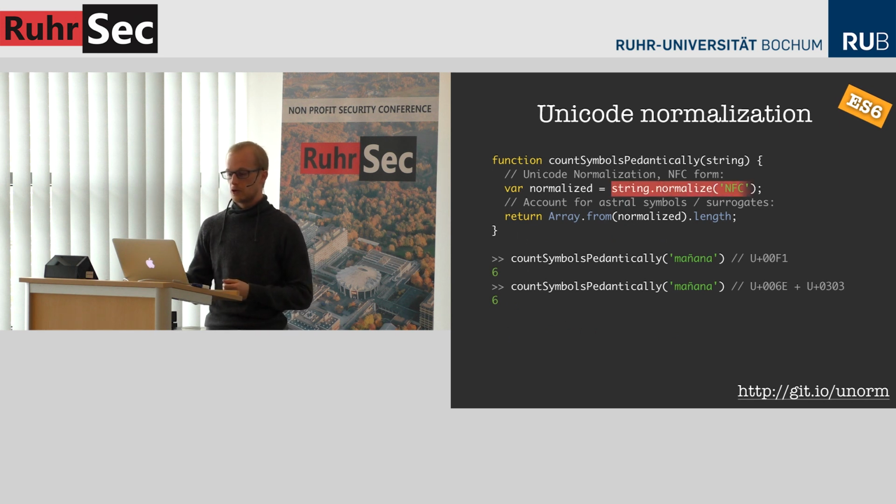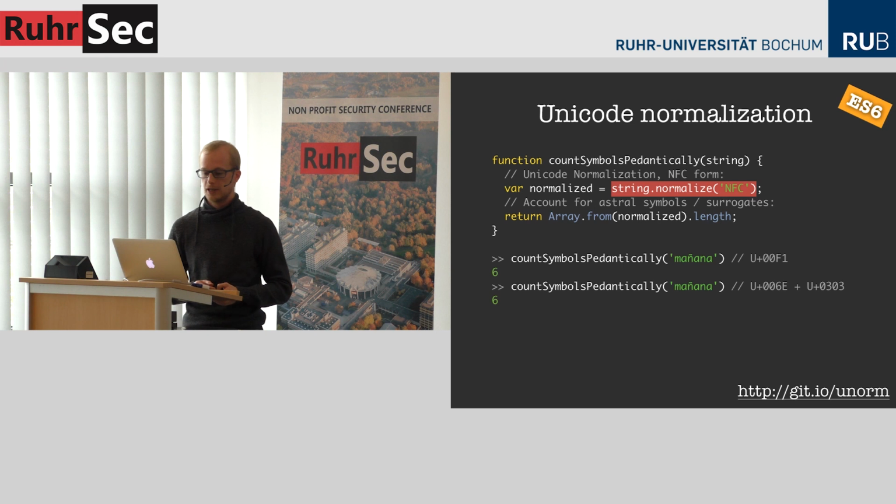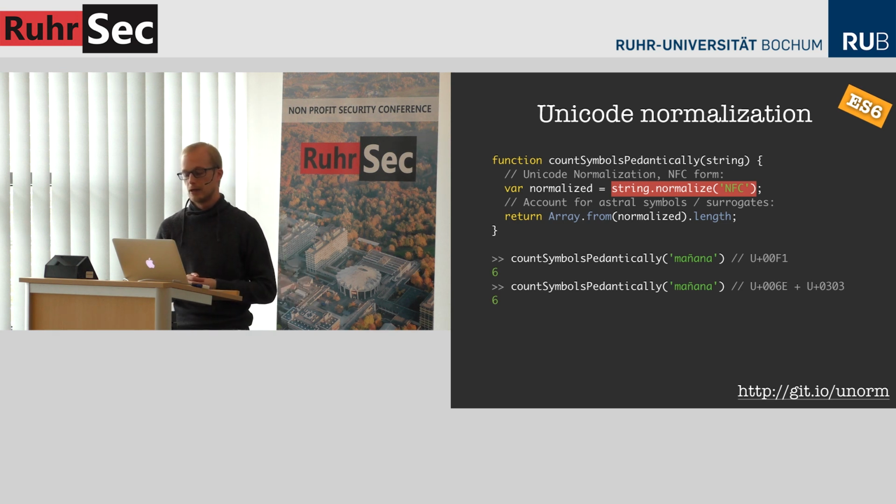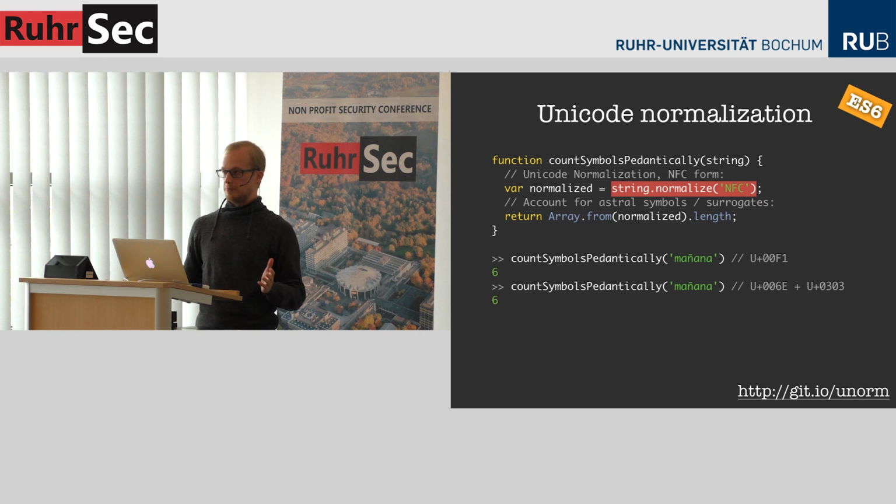You can just call normalize on any string, and pass in the normalization form. In this case, we're using NFC, which takes care of these lookalike symbols for us. Of course, afterwards, we'll still have to take care of these astral symbols and surrogate pairs like we did before. And this gives us an even more accurate result than before. So is this solution absolutely perfect? Well, again, this really depends on your use case.